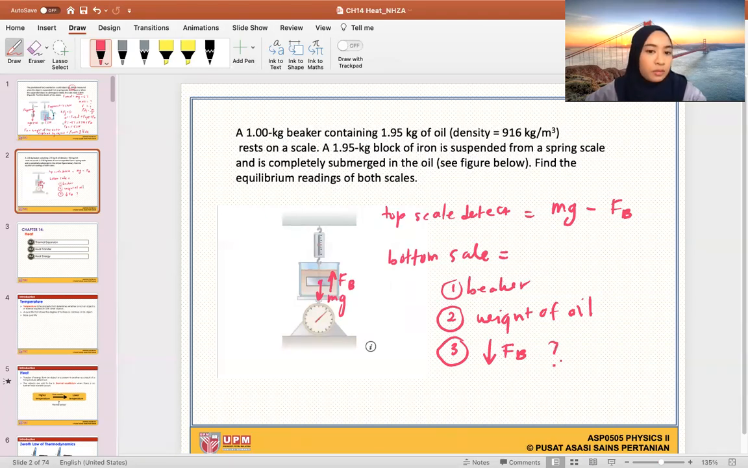Why does this part happen? This one we know, it's easy. If I have a beaker of oil and I put it on the scale, the scale is detecting the beaker and also whatever is inside the beaker, right? If oil, then oil. If water, then water. But now, when I put the iron inside that beaker of oil, I see an increase in the scale. It means it's detecting something, but it's not detecting mg, it's detecting something else. Why is it detecting FB?